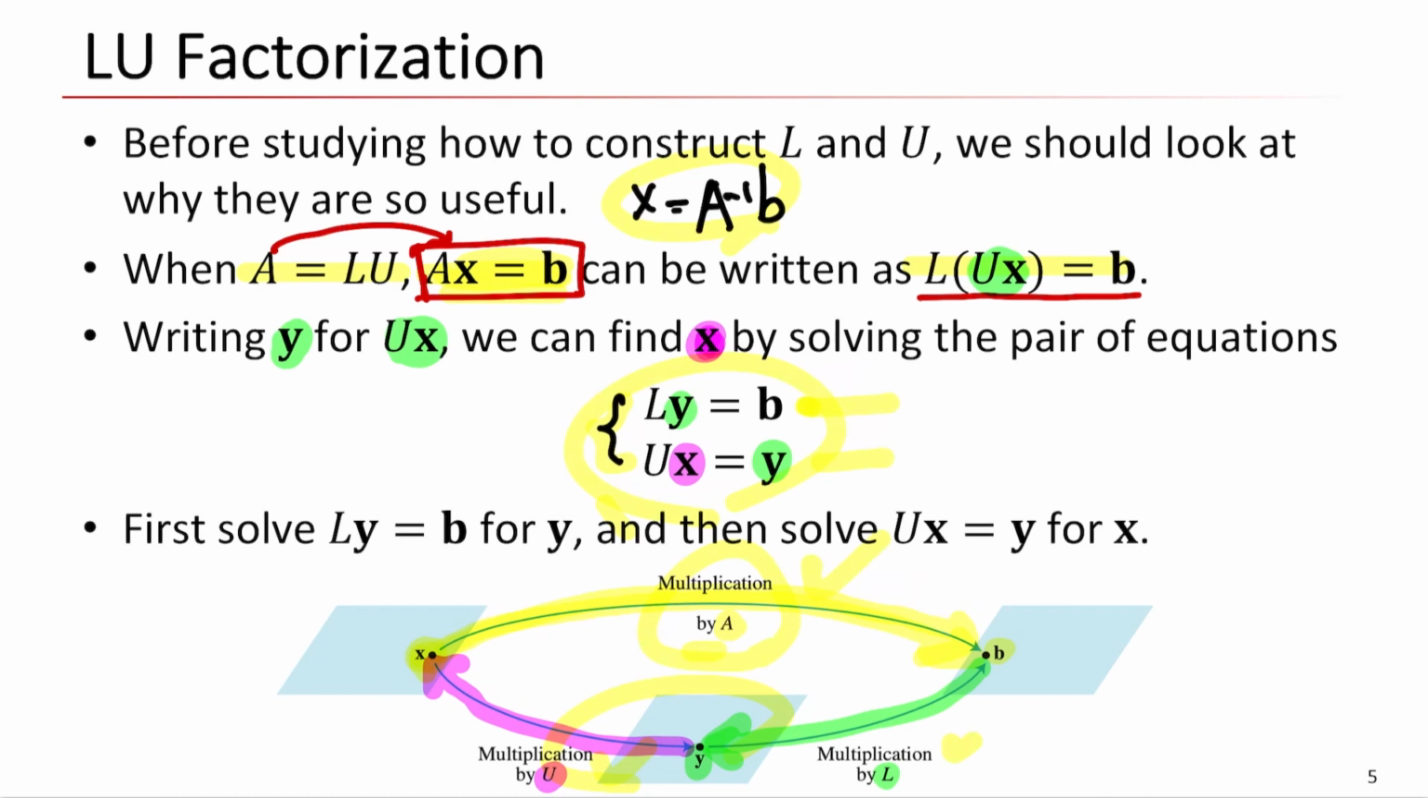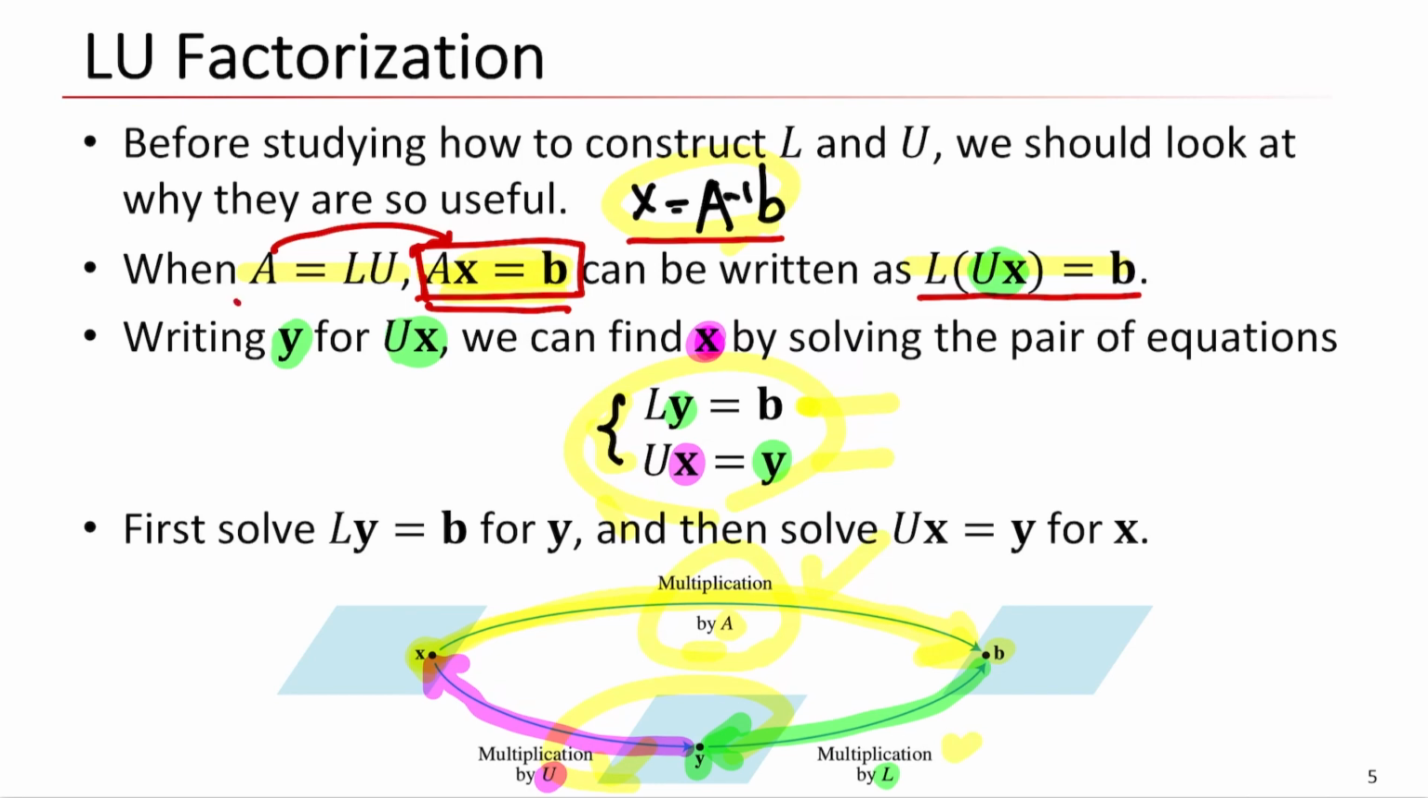So why are they so useful? Okay, let's think about the problem of Ax equals b. We want to find the solution x that satisfies this equation, right? The straightforward method to solve this problem is x equals the inverse of A times vector b, right? Compared to this procedure, by using the LU decomposition, we can efficiently solve this Ax equals b problem, right?